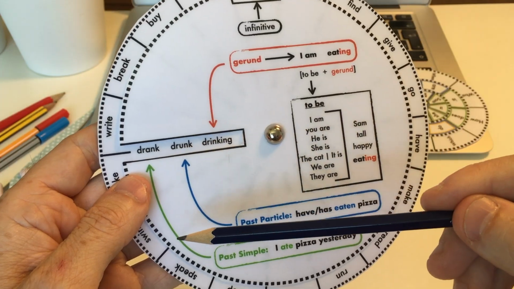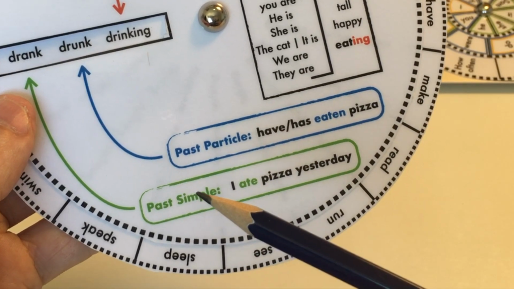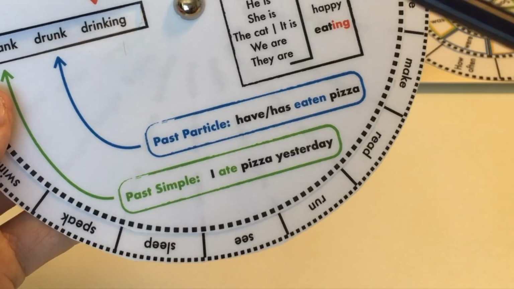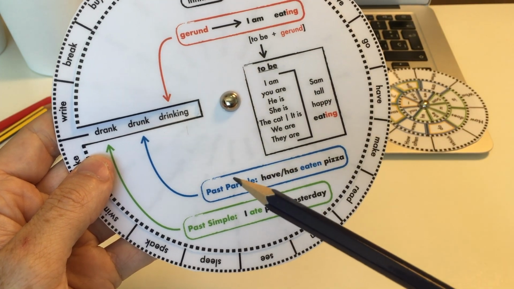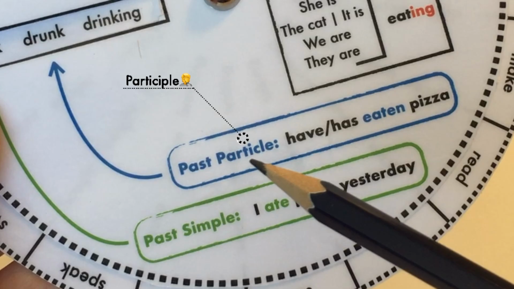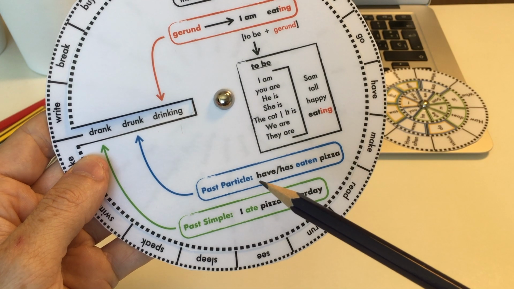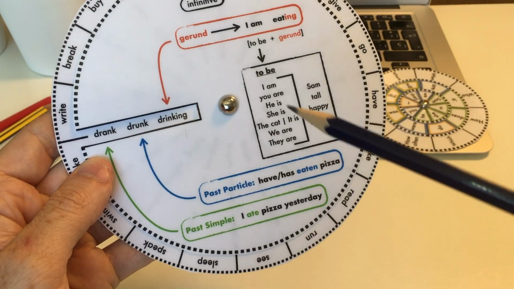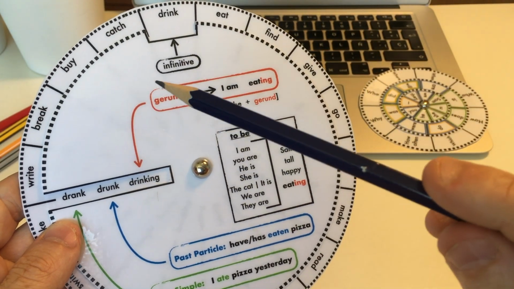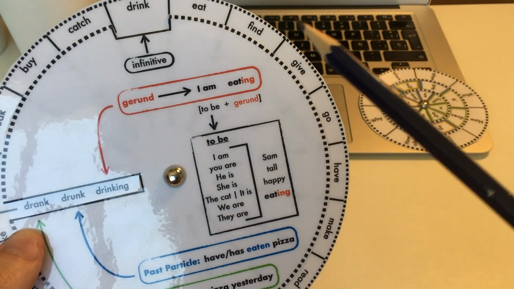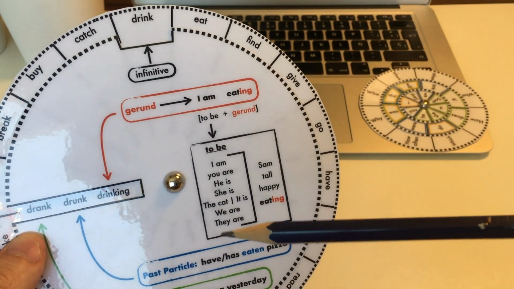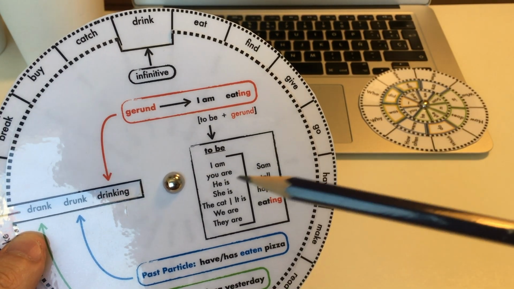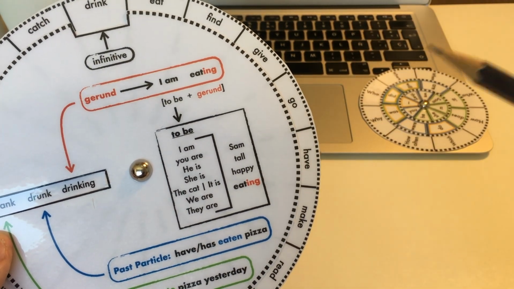And then I have an arrow here to help the student with the name, so that it's past simple or simple past. And we have a little example here, I ate pizza yesterday. We have drunk, which is the past participle. And I have the auxiliary verb, have and has, very important. And then the eaten, the past participle. The gerund form, which is usually used in the continuous form, I am eating. And then we have the verb to be, which is very important when using the gerund. We have I am Sam, I am tall, I am happy, and also I am eating.